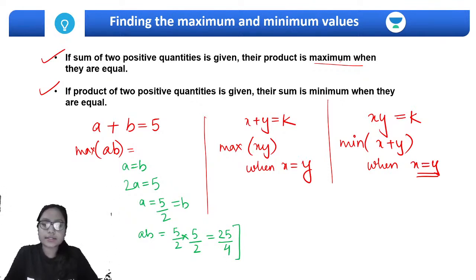Yes. Is this question clear? Yes, Sashank, you can ask. If you have any doubt related to this, please ask.